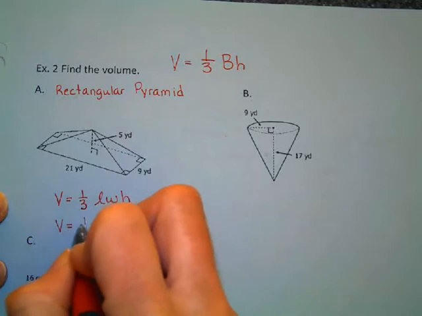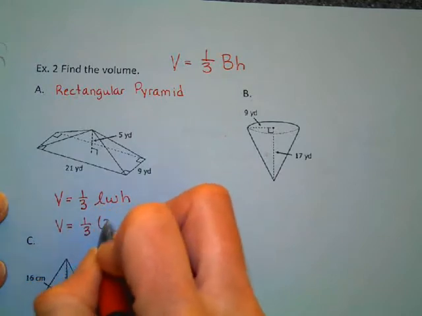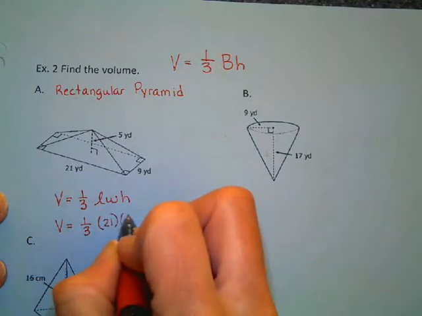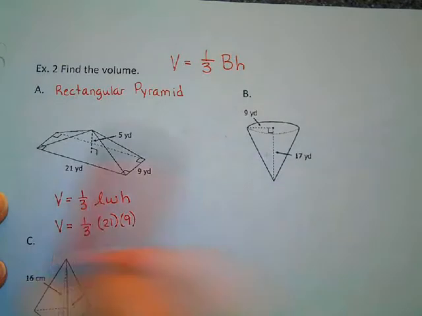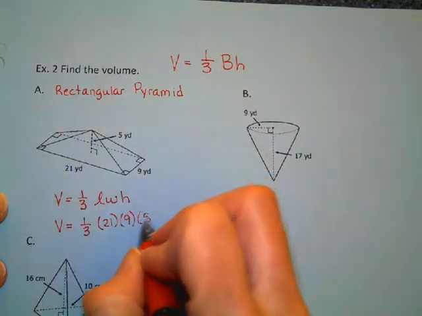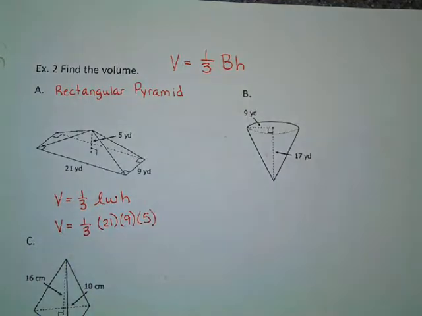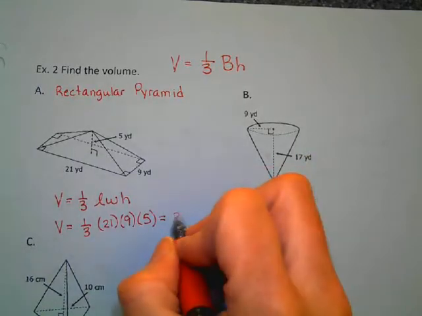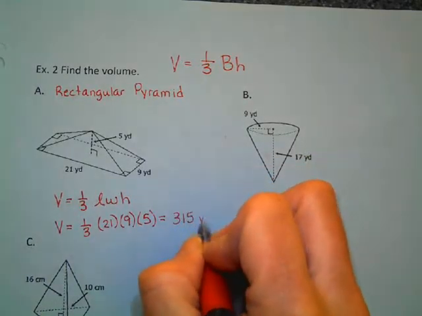21 times 9, and then the height. You notice the height is always where the 90-degree corner is, so times 5. Multiply those, divide by 3, you should get 315 yards cubed.